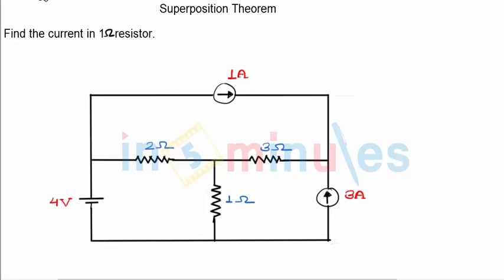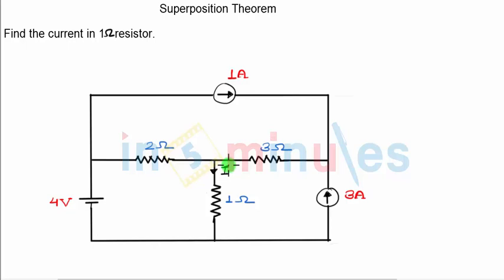Generally, they mention the current direction also whenever the question is to find current. In case that is not done, we can always assume the direction of current that we want. So let us assume downward current and let me call this current I. Because we are discussing problems on superposition theorem, we are going to apply superposition theorem to find out the current through this 1 ohm resistance.